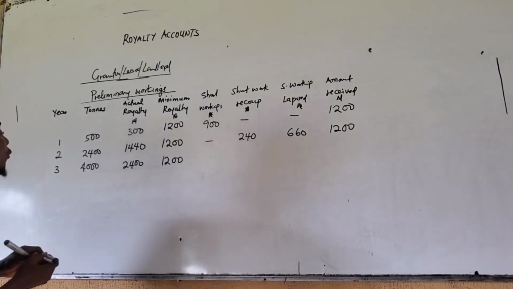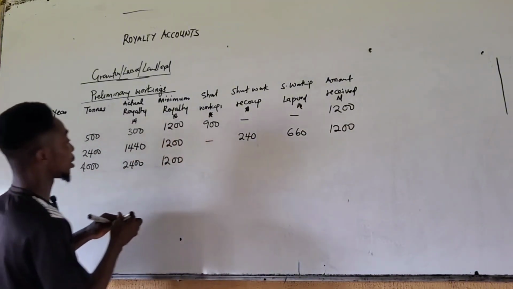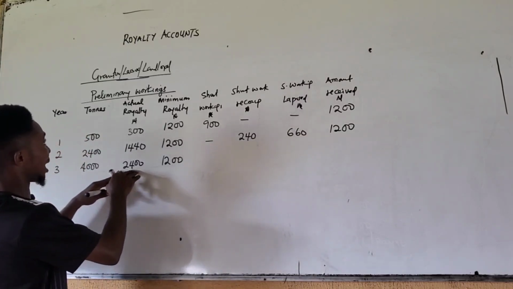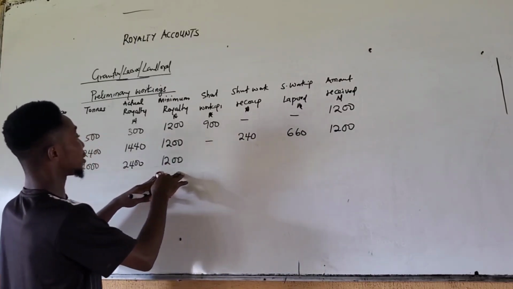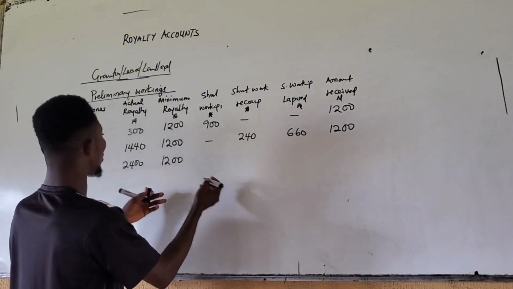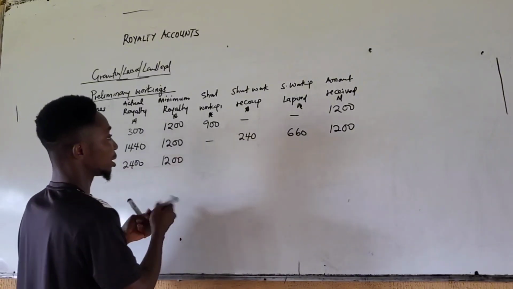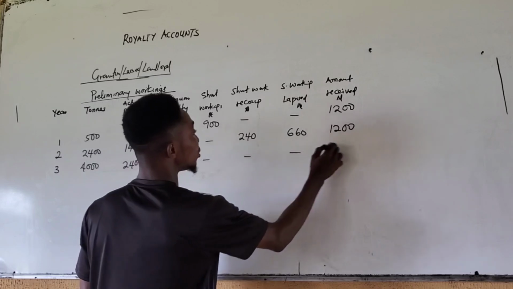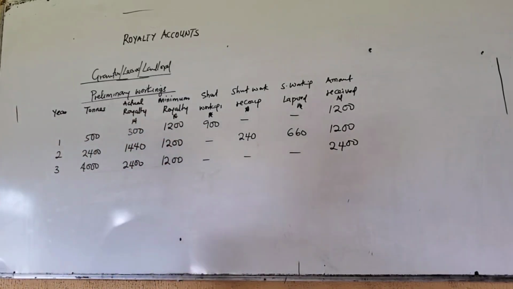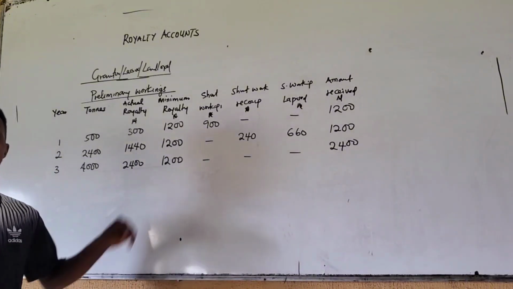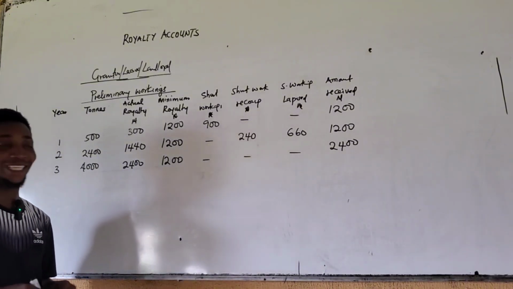1,200. Then for the 3rd year, we have actual royalty as 2,400, minimum royalty 1,200. So there is no short workings here. So the landlord is going to receive 2,400. All right. So the landlord can receive more than the minimum royalty, but cannot receive less. The landlord can receive more.